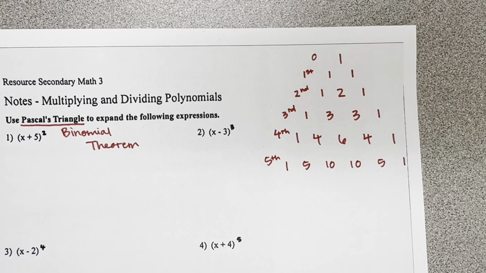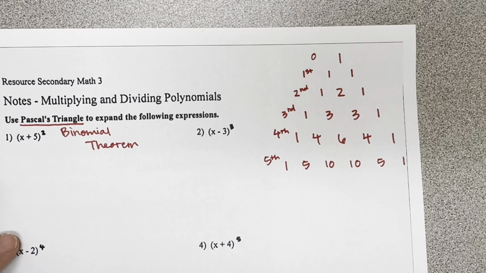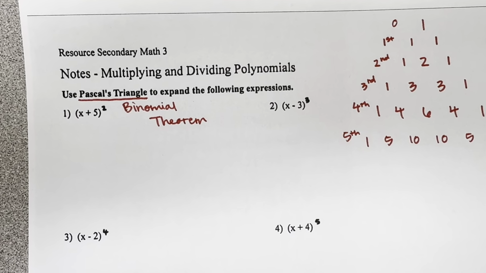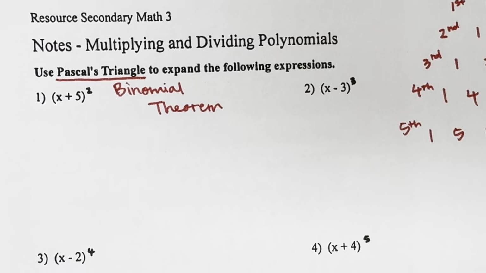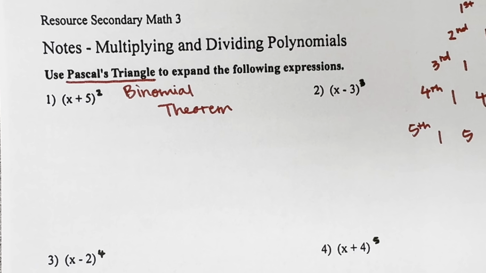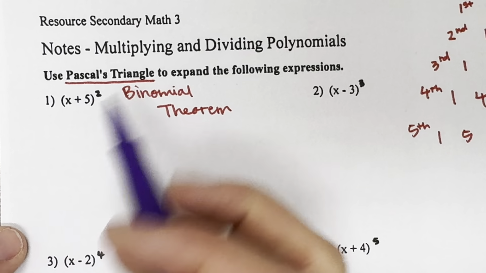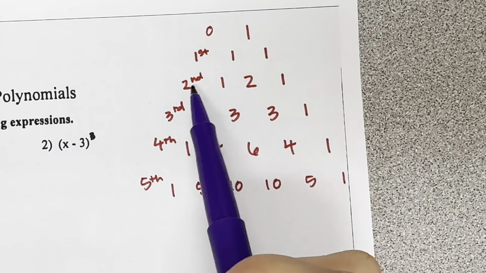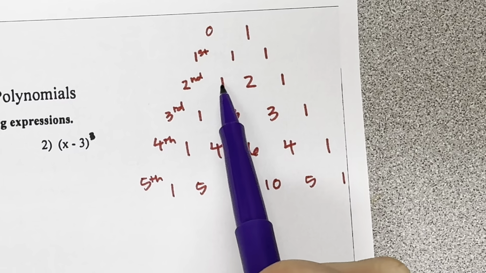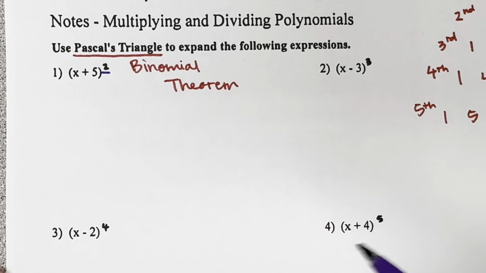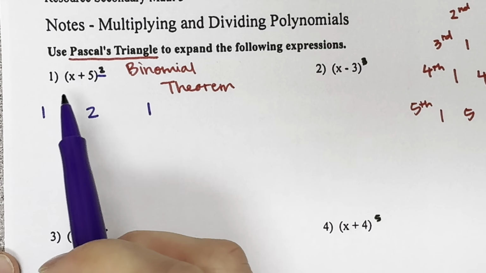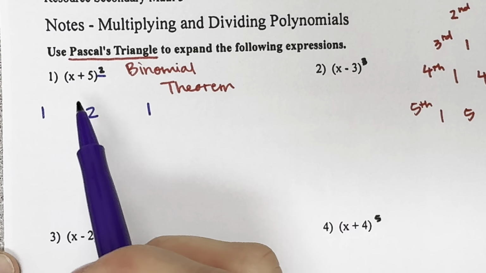Okay, perfect. So now that I have my little triangle on the side, I'm going to go ahead and expand. So it says expand the following expressions using Pascal's triangle or the binomial theorem. Okay, well, the first thing we have to identify is what is the power. So for number 1, our power is squared. So that means I would go to my second power row, and I'm going to use the numbers 1, 2, 1. Okay, so I'm just going to write that over here. 1, 2, and 1.